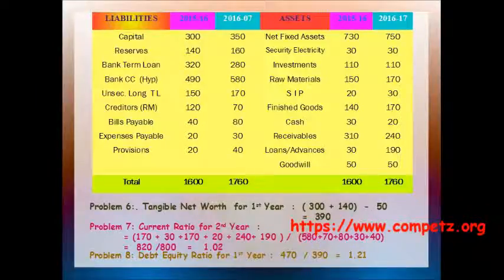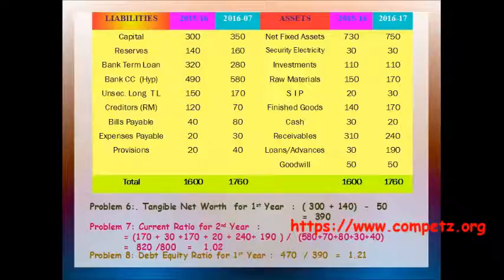So friends, the next problem we will be seeing is, we will just read out the balance sheet of liabilities and assets side. Let's read out the liability side. In capital, 300 for first year, 350 for second year. Then comes your reserves, 140 for first year, 160 for second year. Bank term loan, 320 for first year, 280 for second year.